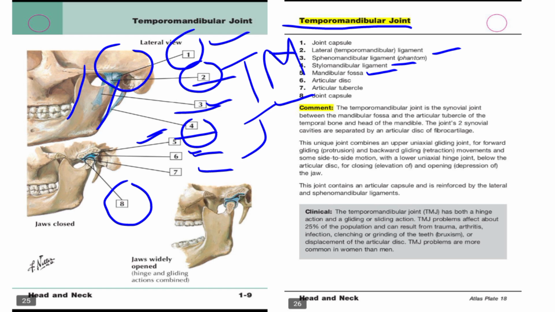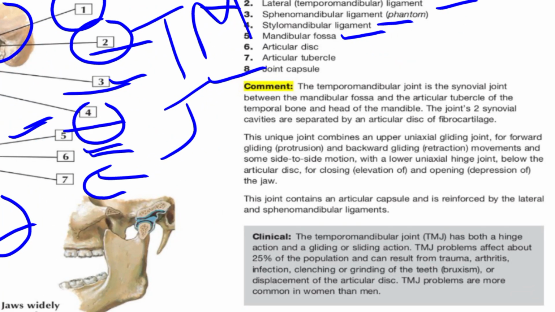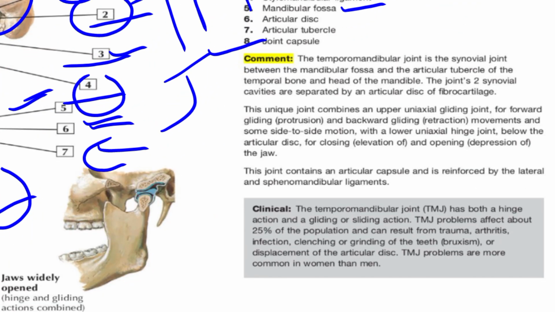Sixth, we have the articular disc. Seventh, we have the articular tubercle. And the eighth, we have the joint capsule. Now we will discuss some important points regarding this.